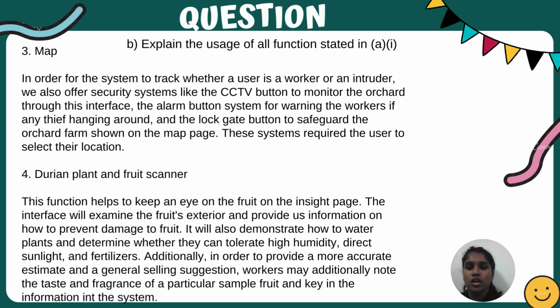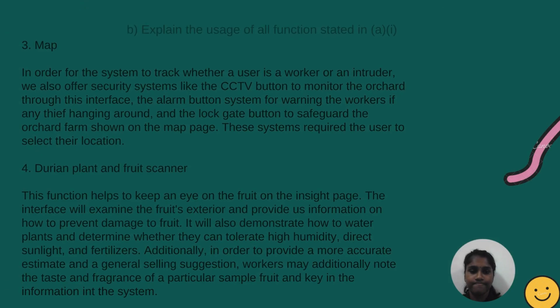The fourth is durian plant and fruit scanner. This scanner is to keep an eye on the fruit on the inside page. Then the interface will examine the fruit's exterior and provide us the information on how to prevent damaged fruit. Moreover, it also will demonstrate how to water the plant, and determine whether they can tolerate high humidity or direct sunlight, and the fertilizers. Furthermore, to provide a more accurate estimate and a general selling suggestion, workers may additionally note the taste and fragrance of a particular sample fruit and key the information into the system.